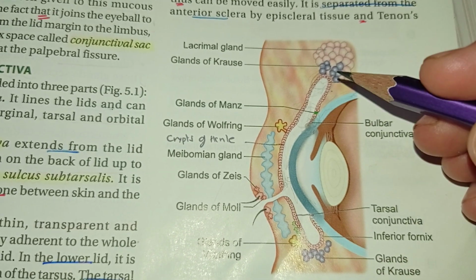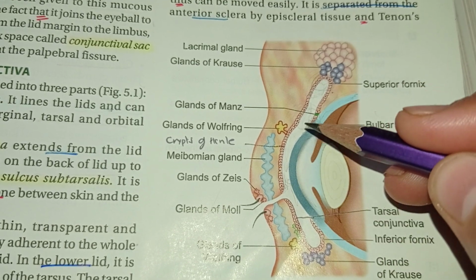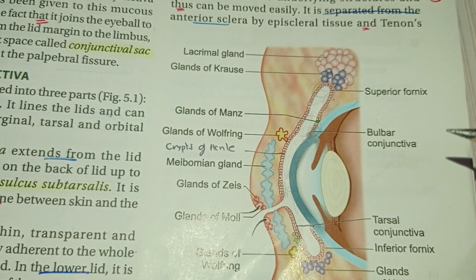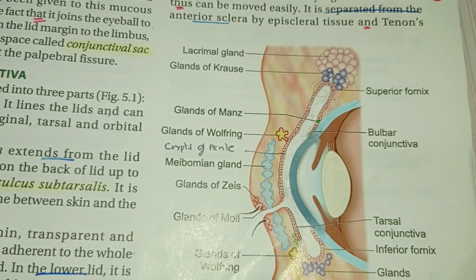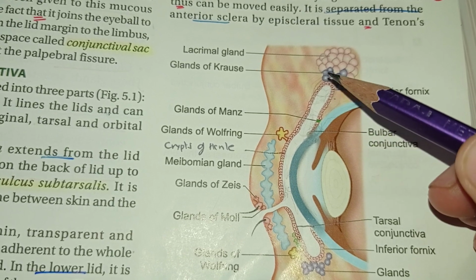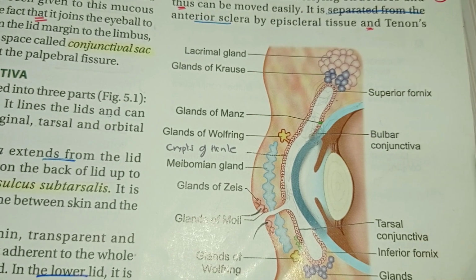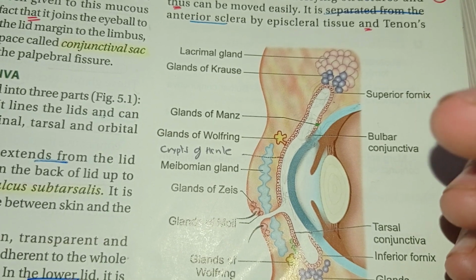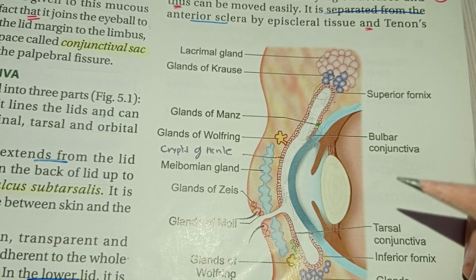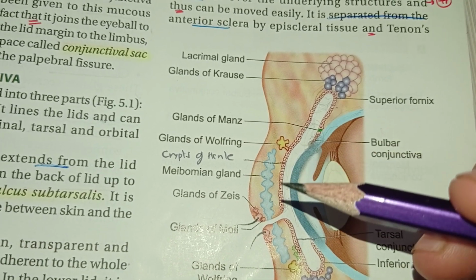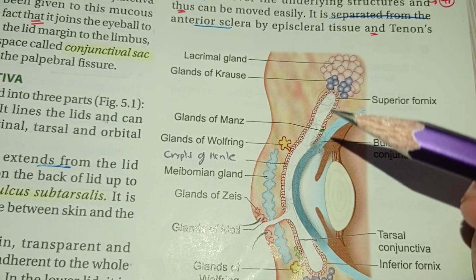So here we can see this is our conjunctiva, and there are three parts of the conjunctiva, which are the palpebral conjunctiva, the bulbar conjunctiva, and the conjunctival fornix. Okay, so the first one is the palpebral conjunctiva. It also consists of three parts, which are marginal conjunctiva, tarsal conjunctiva, and the orbital conjunctiva.